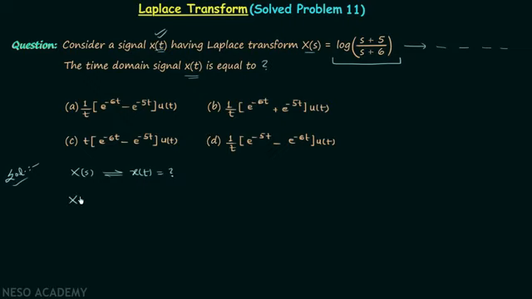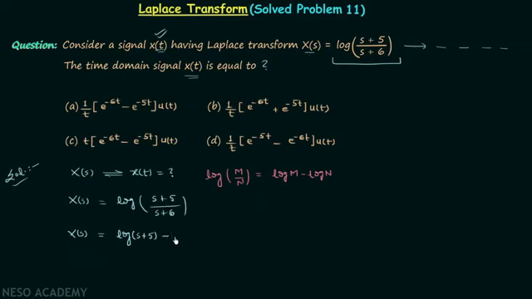We know X(s) is equal to log((s+5)/(s+6)), and we also know we can write log(m/n) as log m minus log n. So using this I will write the Laplace transform X(s) equal to log(s+5) minus log(s+6).